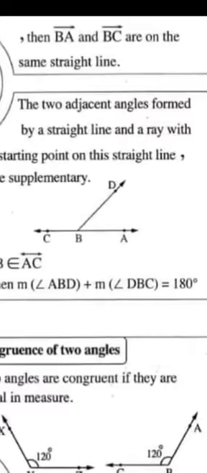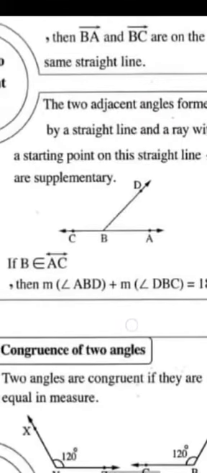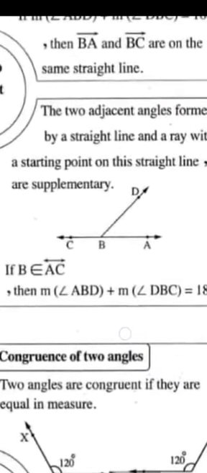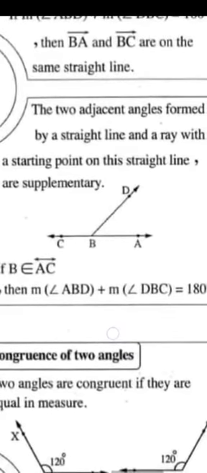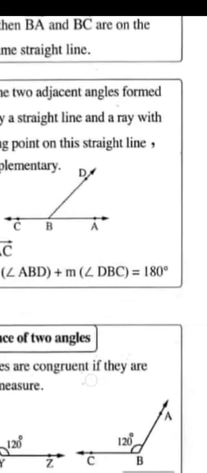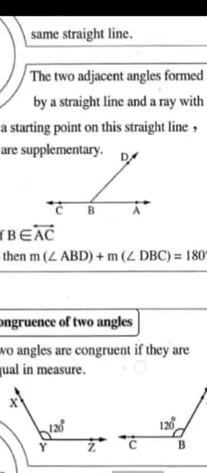The two adjacent angles formed by a straight line and a ray with a starting point on this straight line are supplementary. If we have two angles and the outer sides are on the same straight line, it means the sum of measures of the two angles is equal to 180. If B belongs to the straight line AC, then the measure of angle ABD plus the measure of angle DBC equals 180. Okay?